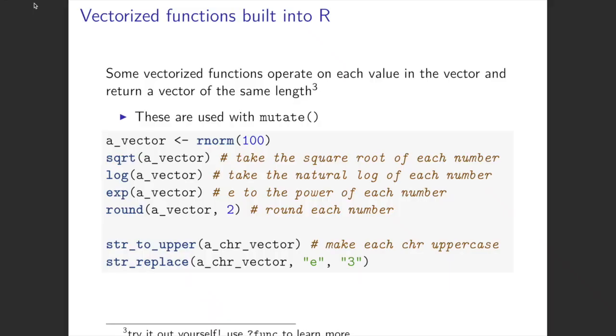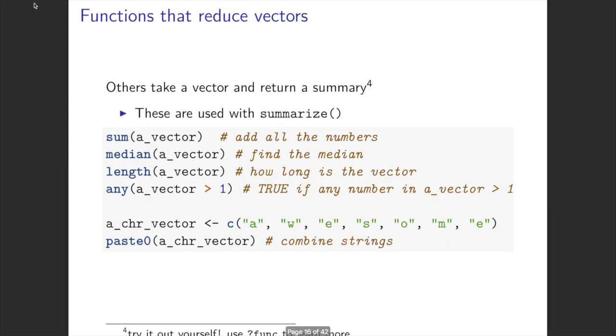So in addition to square root, R has a bevy of functions that will operate in a vectorized form. Here are just a few. I suggest you try them out yourself, and you can always use question mark and the function name to get help. We also have a set of functions that will take a vector and will summarize them, which should remind you of what we did when we used summarize. Again, these are just a few of the many functions built into R, and I suggest you play around with them.